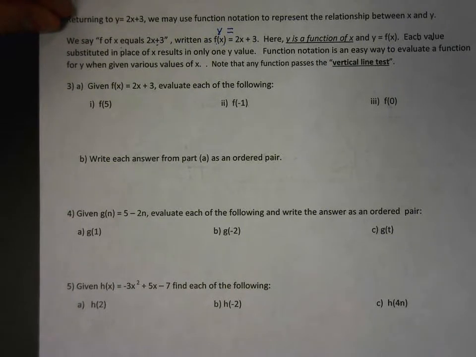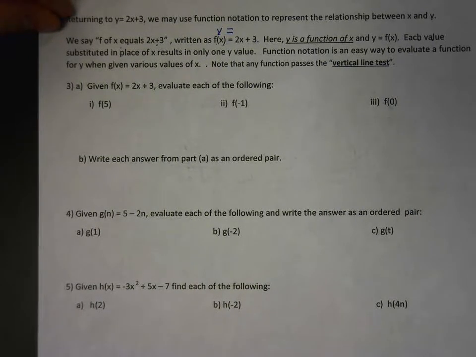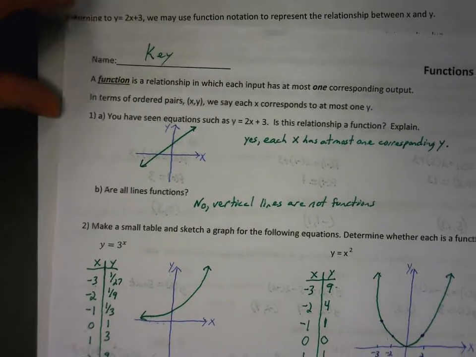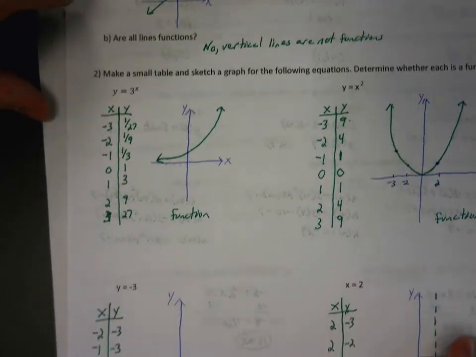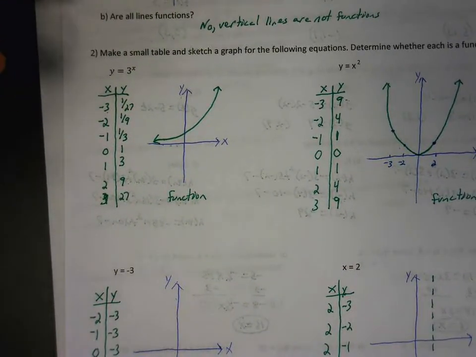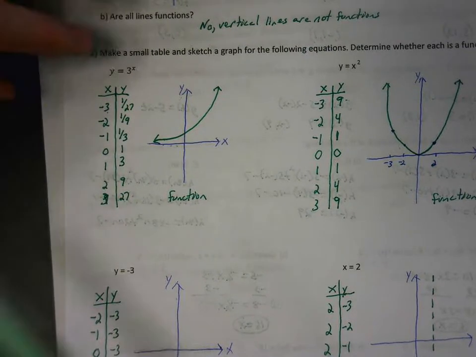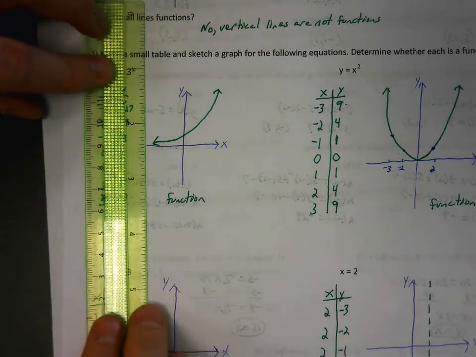Function notation is an easy way to evaluate a function for y when given various values of x. Note that any function will pass the vertical line test. Now that's what I was saying on the first page. If you were to draw a vertical line anywhere on our graph, so if you take a ruler, pretend the side of my ruler is a vertical line.